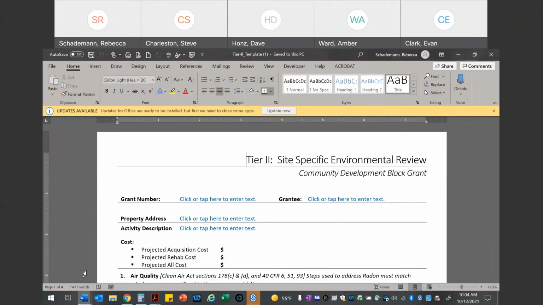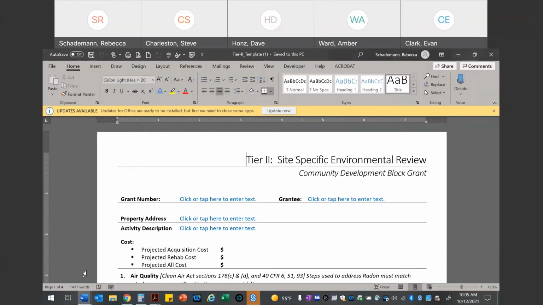Appreciate it. So the department has created a tier 2 form for our subrecipients to use. And hopefully this kind of keeps you on track of everything that you need to determine within this. And I'll let Dave and also Evan, and also Steve, because they work with more projects involving tier 2. I do not have as much experience. So I'm going to do my best. Those three people, if you could correct me if I start misinforming people, that would be great.